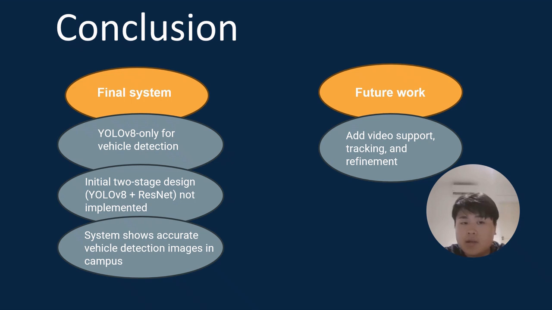For the future works and improvements, we can make this system even better by adding support for video, so it can work with live stream and live camera. We can also include object tracking to follow vehicles over time. Working with the ResNet model again may be helpful to improve accuracy and give us even more useful information about the vehicles.